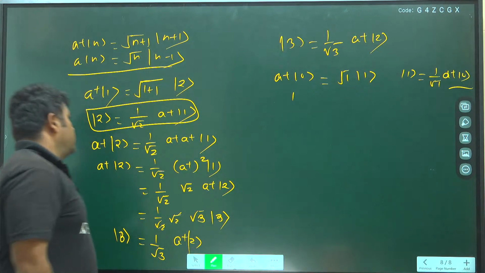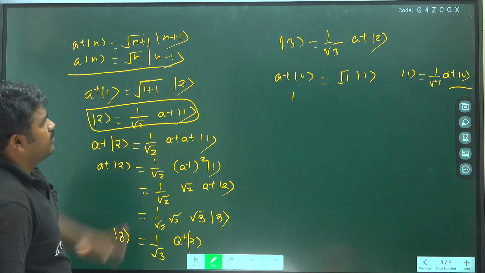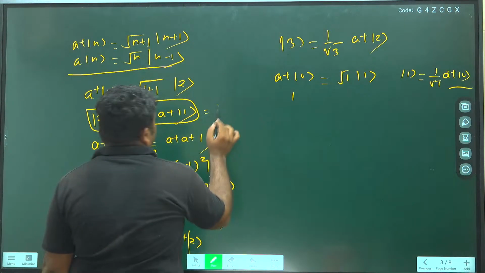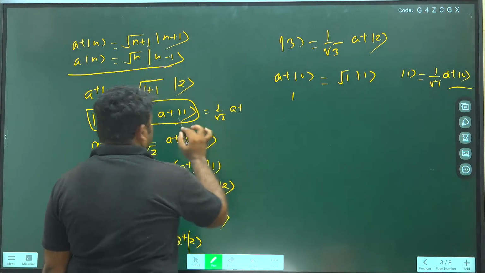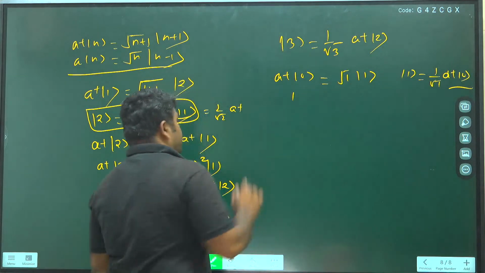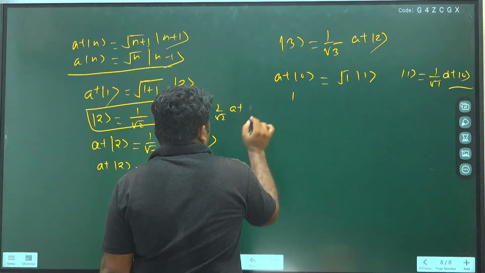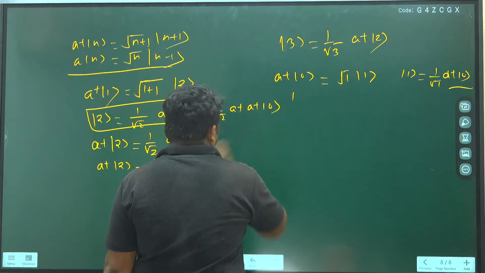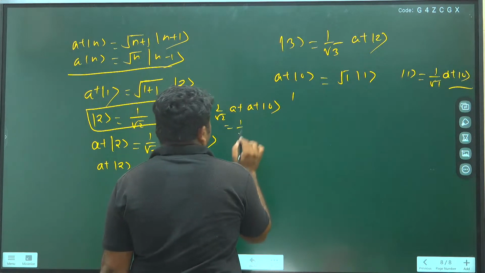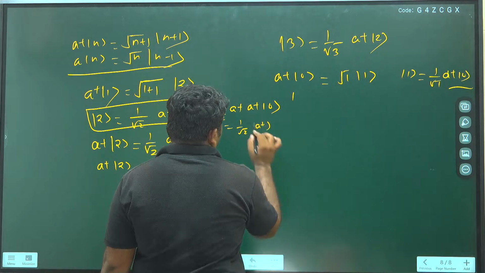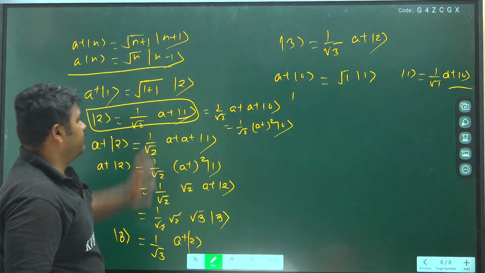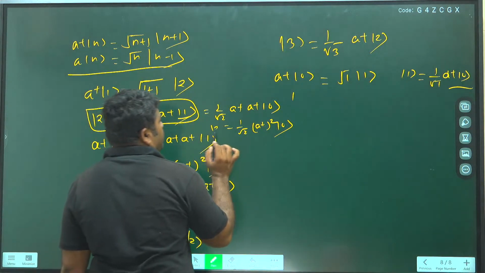Okay, so what is ket 2 equal to? Ket 2 is equal to 1/√2 a dagger, and what can we write in place of ket 1? In place of ket 1 we can write 1/√2 a dagger |0>. This can be written as a dagger ket 0. A dagger a dagger means a dagger square ket 0. So this is equal to 1/√2 a dagger square ket 0. Okay, this is the value of ket 2.